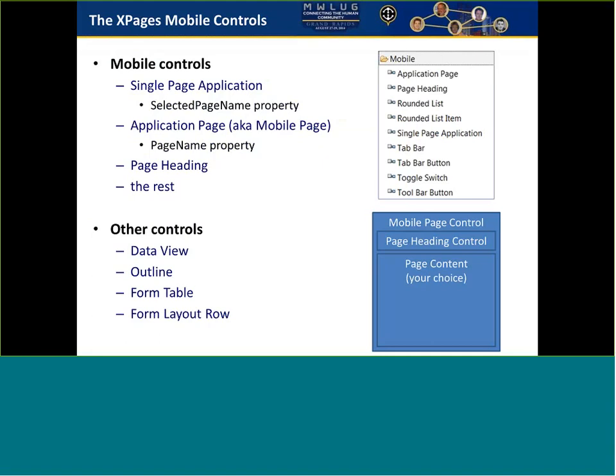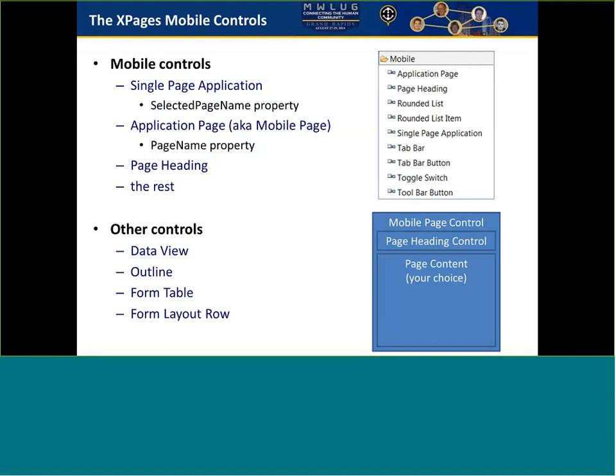All right, so there's a reasonable list of controls that are available to us to build mobile applications, and the first and most important of the bunch is the single page application. That is essentially a container that all the rest of the content lives within. So you start with a single page application, and then you build your mobile pages or your application pages inside of that. And then inside each application page, which you can think of as a screen in your mobile application that you will transition from one screen to the next, you'll have a page heading and then the rest of the content, whatever that might be.